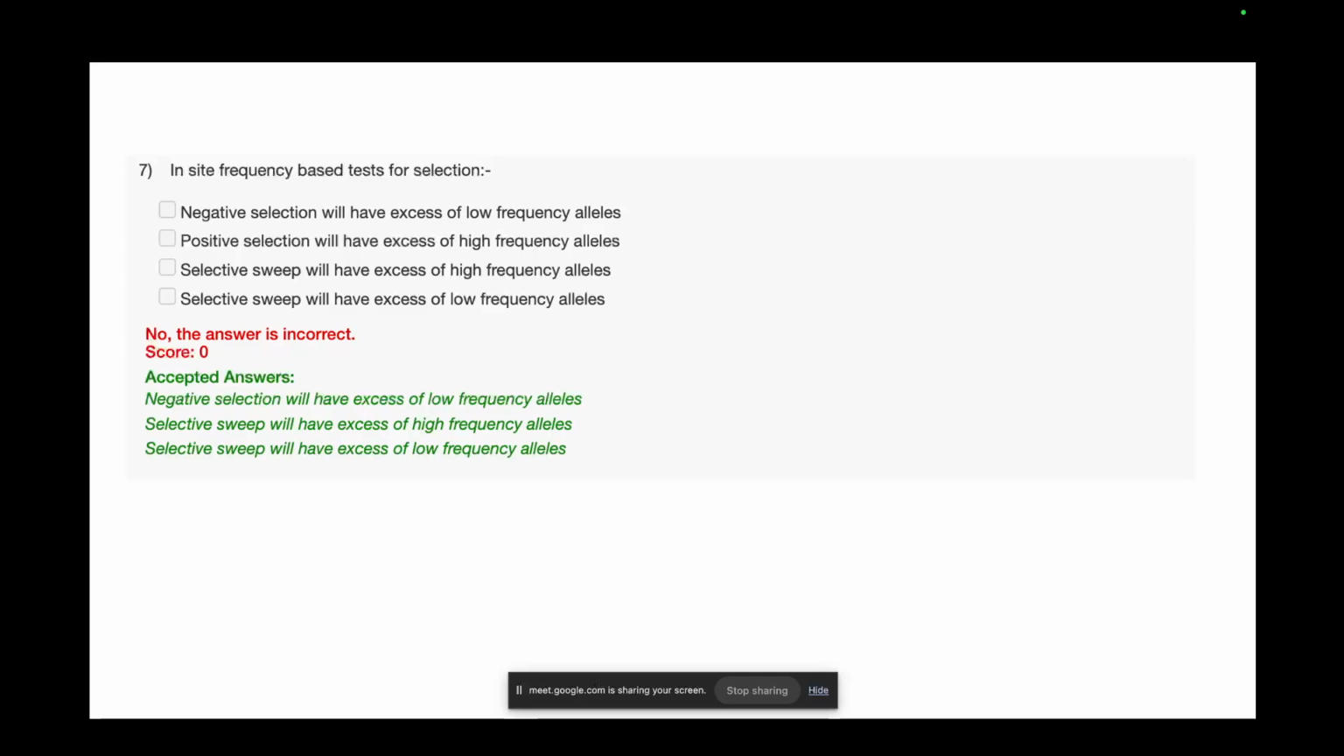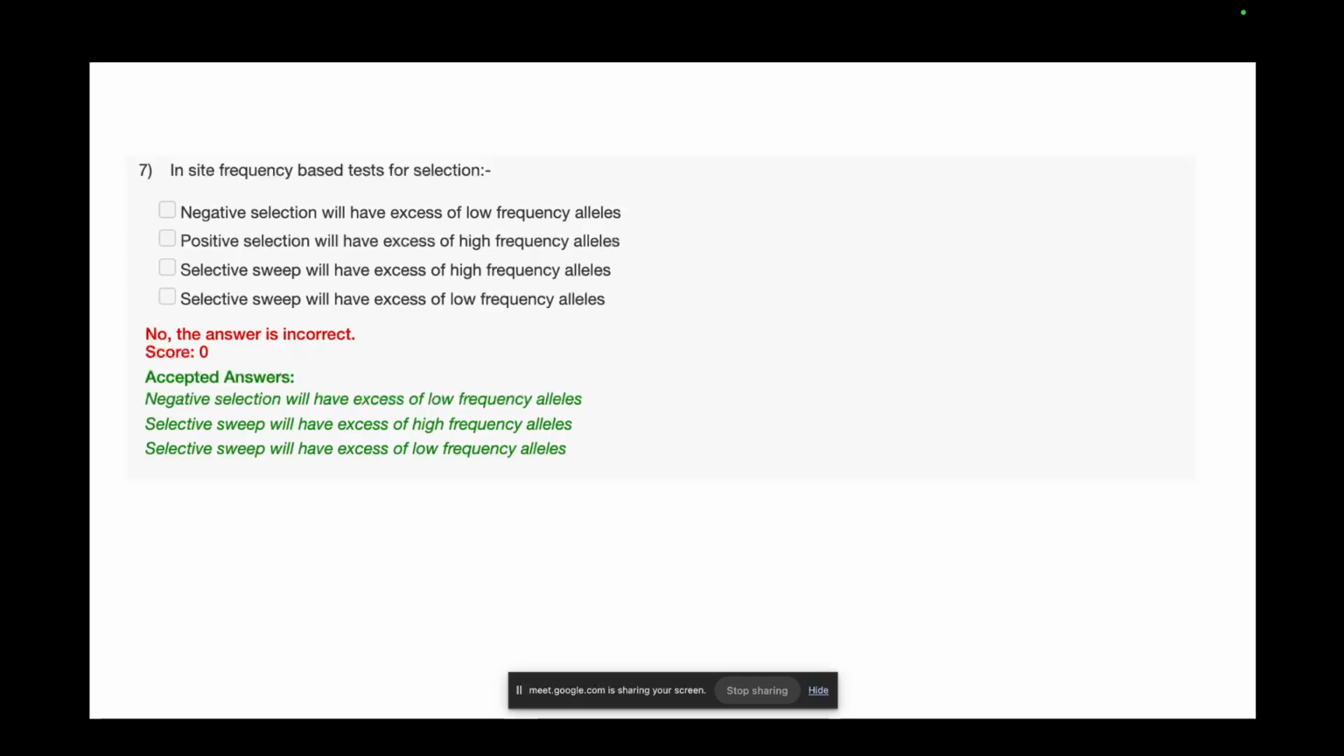If negative selection is happening, it means that the deleterious mutations in the genome have their frequency getting lowered. So they are negatively selected, getting weeded out of the genome. So the first option is actually correct. Negative selection will have an excess of low frequency alleles, right? Second option, positive selection will have an excess of high frequency alleles.